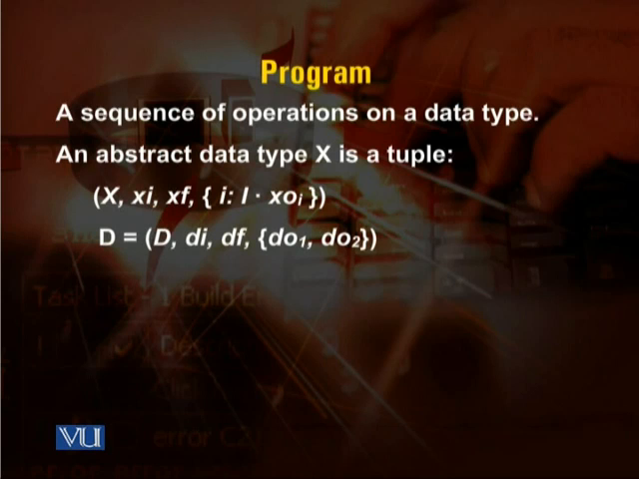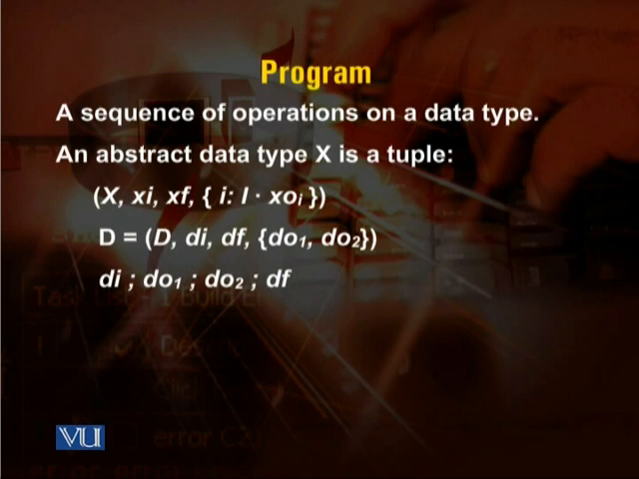Let's assume that we have this concrete data type D. So we have D, DI, DF, and two operations defined on this abstract data type, DO1 and DO2. And let's assume we have our program, and this program is DI, which is the initialization part. Then we apply the first operation DO1, then we apply the second operation DO2, and then we apply the finalization, that is DF, and that is our program.